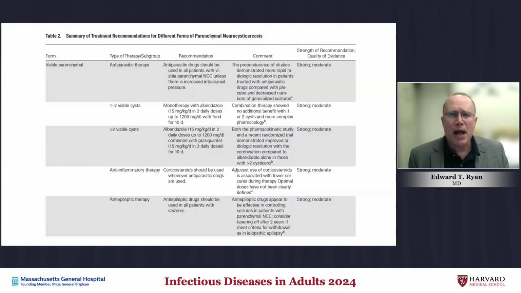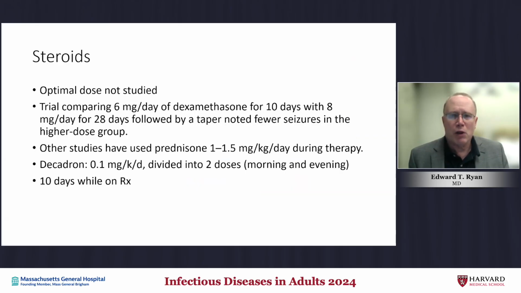All right, and then you break it down. If you look at the viable parenchymal, which is what she'd be in the category of, a dying or a viable parenchymal, if you have more than 2 lesions, we usually give 2 drugs, albendazole and praziquantel. We do that for 10 days. If you have 1 or 2 lesions, we usually give just 1 drug, albendazole. And we'd give the steroids, and in this one, when she presented with the fever, we'd give an anti-seizure medicine.